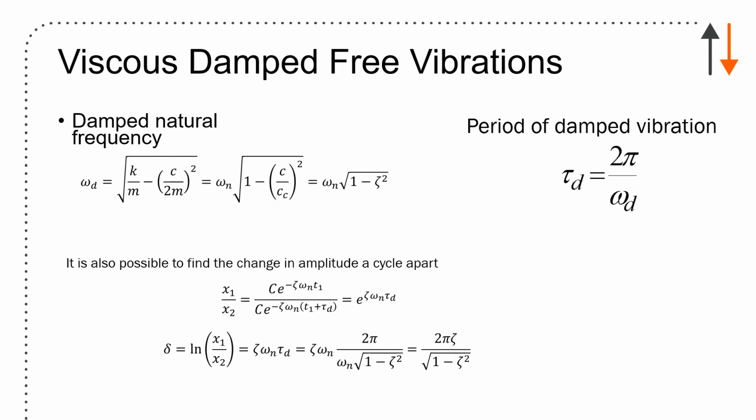You can put that damping factor in there, and you can relate it to omega n, the natural circular frequency, times the square root of 1 minus C over Cc, quantity squared. And you can have a period of the damped vibration, 2 pi over omega d.